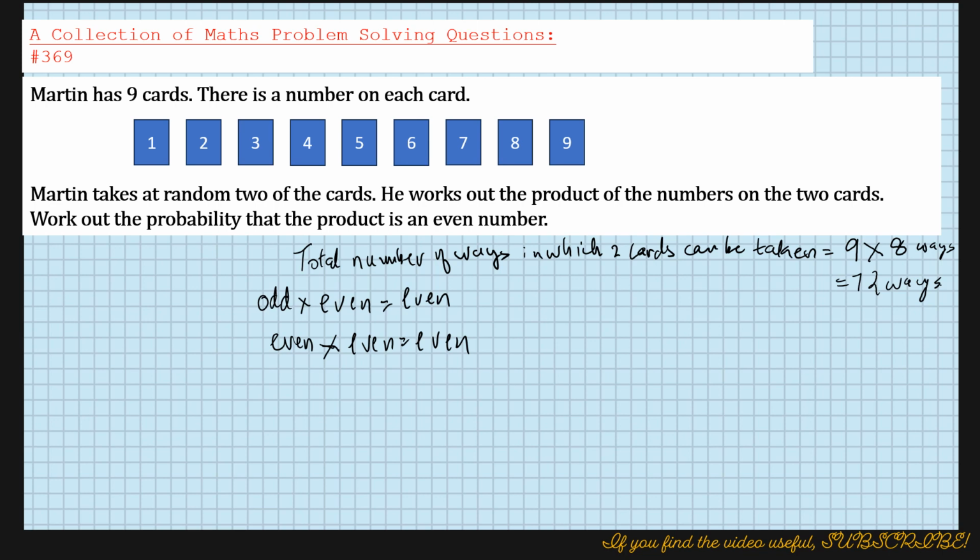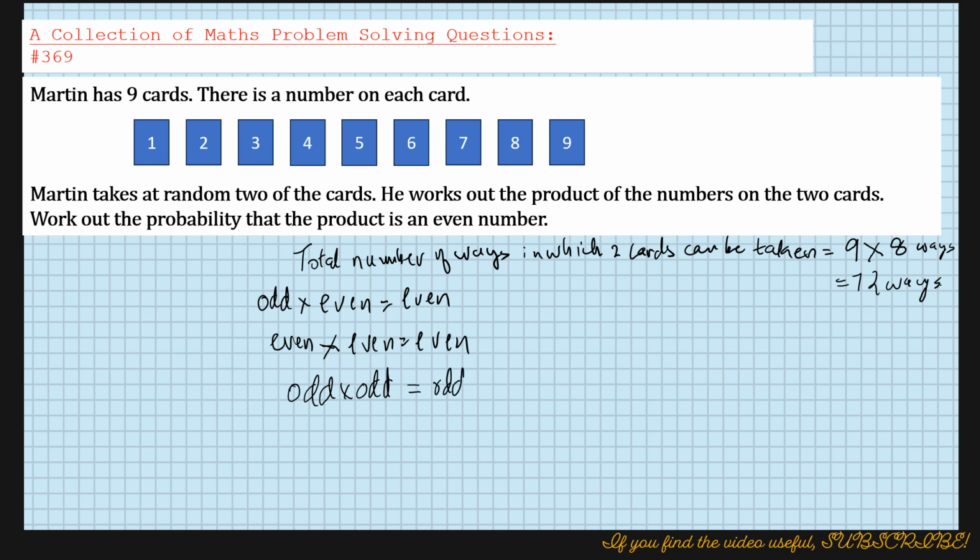So 8 times 6 is 48, 8 times 4 is 32, or 4 times 2 is 8. So any even times even should give you even, and odd times even is even. So both are giving him an even number. Now the other thing is, how does he get an odd number? The only way he gets an odd number is odd times odd, and that's not what we're interested in.